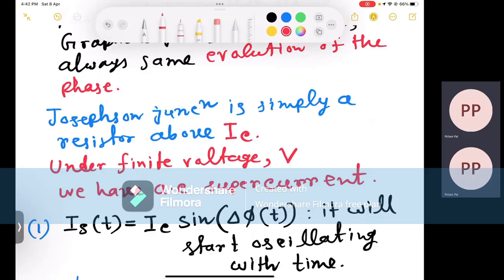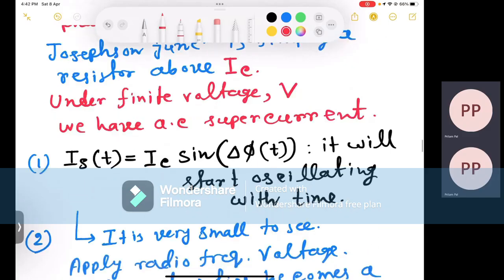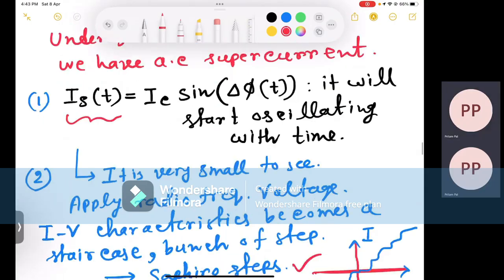Now under some finite voltage V, we have the AC supercurrent. The supercurrent will be modified, right? It will become a function of time. The moment we start applying the voltage, the phase no longer stays constant and the supercurrent will change with time. So now this is the modified supercurrent, Ic sine of delta phi of t. It will start oscillating with time.